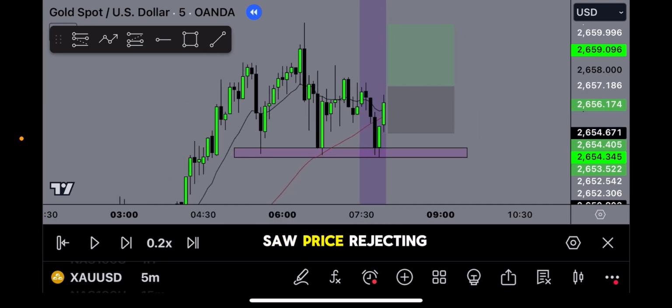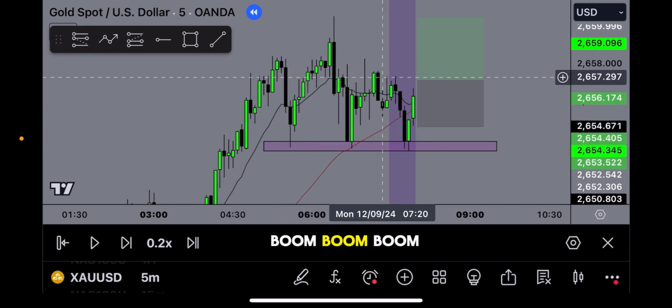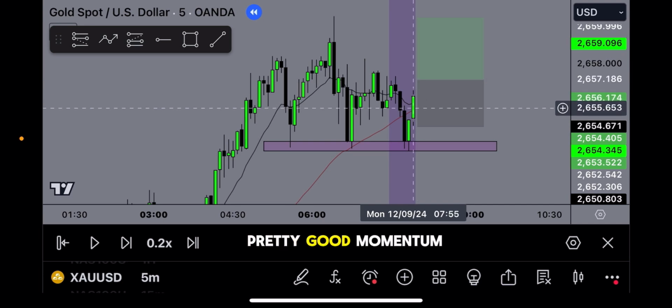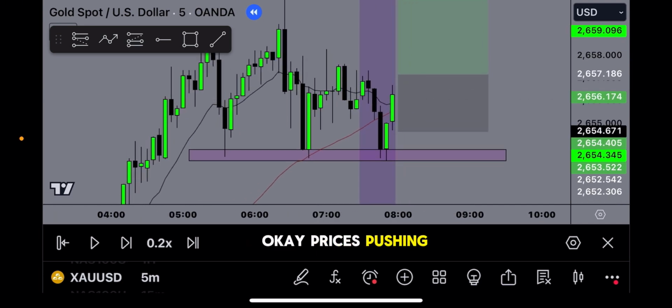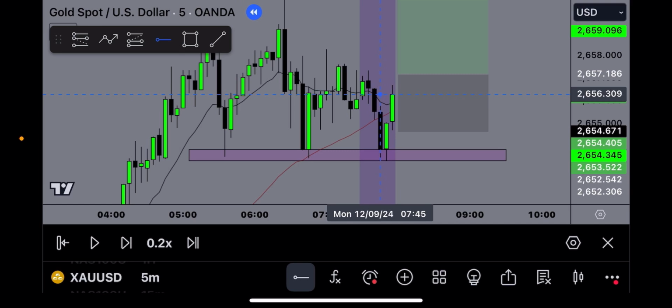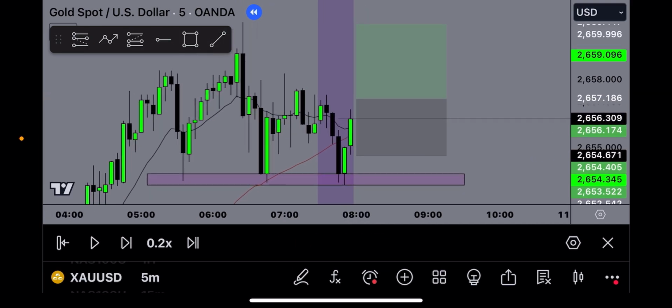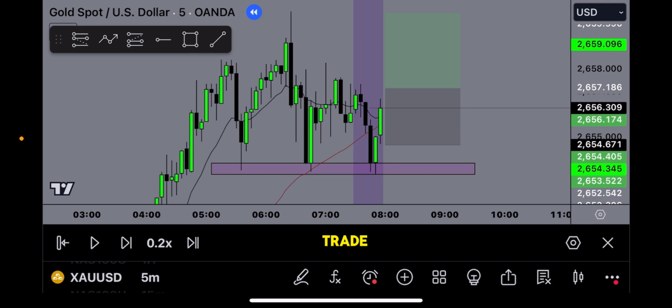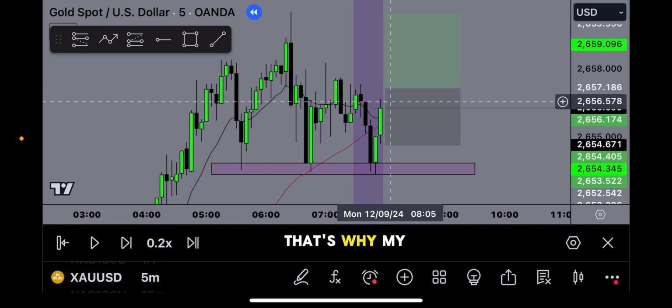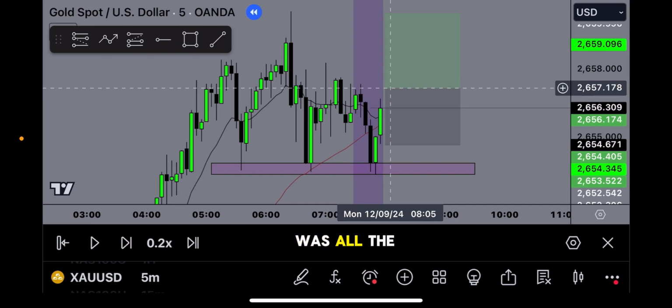Now, since I saw price rejecting again, boom, boom, boom, I saw this candle. It's not a big body candle, but it's a pretty good momentum candle that's showing me, okay, price is pushing up right here in momentum and it closed above. So I'm looking to get in right here. Now, on this trade, I did not get in 2 or 3 seconds before the candle closed. I actually got in as soon as the other candle opened. That's why my entry is all the way up here, way past the candle close, because as soon as the other candle opened, price skipped. And my entry was all the way up here by then.